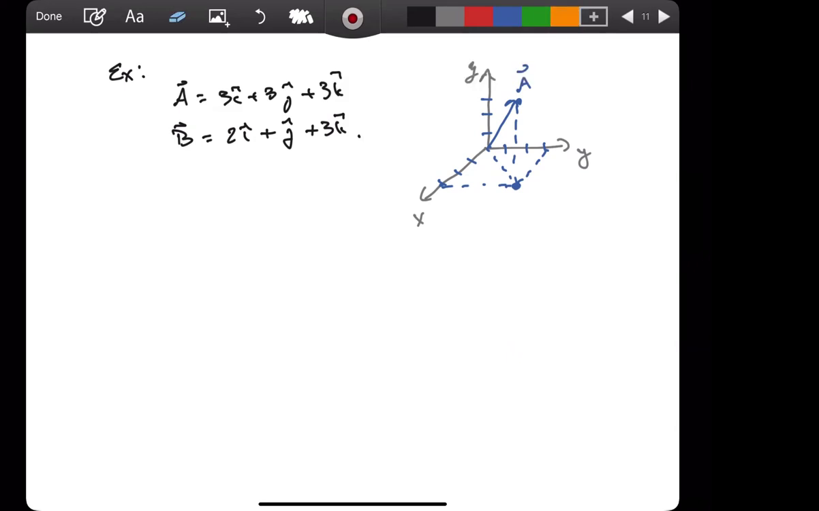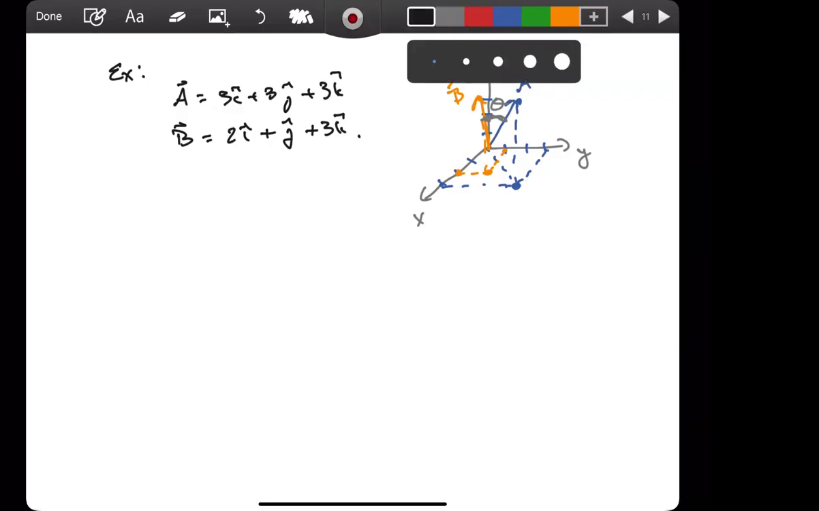Simultaneously, for the B, I'm going to go 2 units in the X direction, 1 unit in the Y direction. So it's going to give me this point. And again, 3 units up in the Z direction. Here, if I follow a straight line from there, my B is going to point this way. Okay. So what I want to know is, what is this angle here? What is the angle theta between these two vectors? Okay. So let's do that.